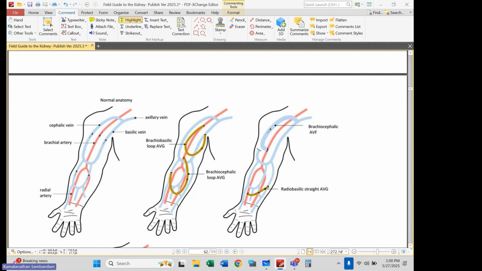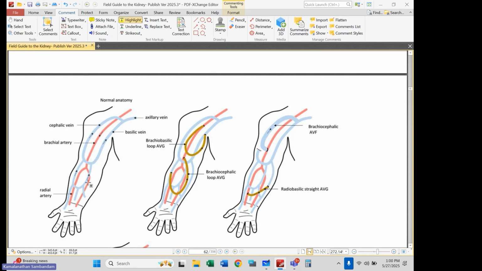More superficial than the brachial artery. It overlies it. It's more superficial though, okay? That's your basilic vein, okay? We often use the basilic vein to make access. So you have to know the anatomy of the basilic vein. We are often using the cephalic vein.